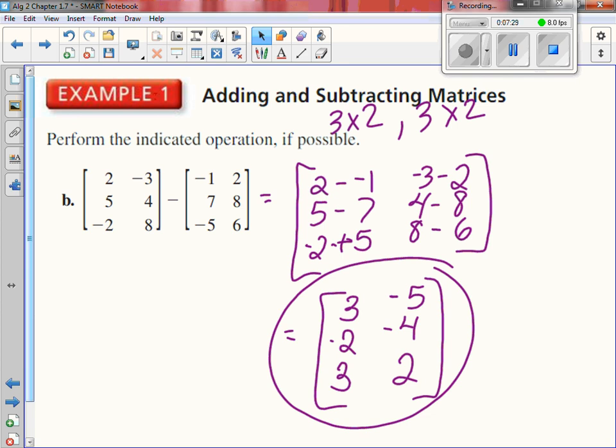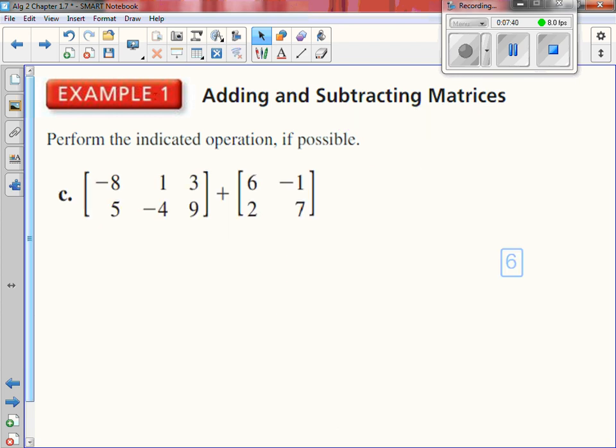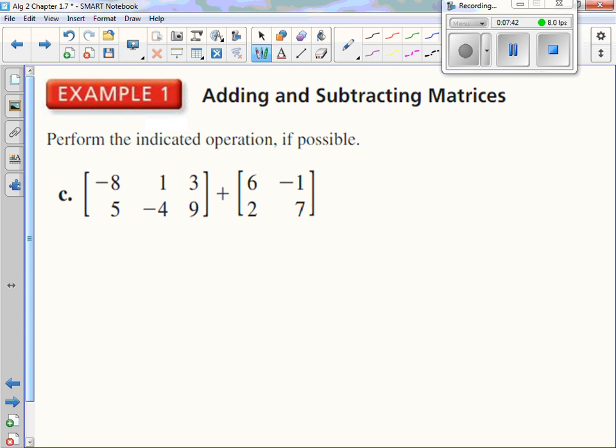Any questions over anything we've done so far? We good with all this here? All right, we've got this down. We're good with this. Let's look at this next one. Okay, so let's go on and get started.